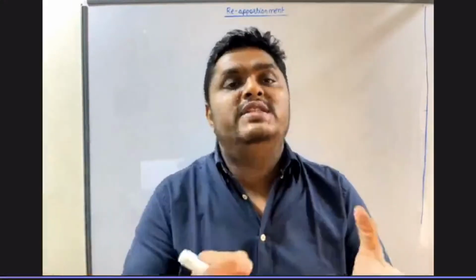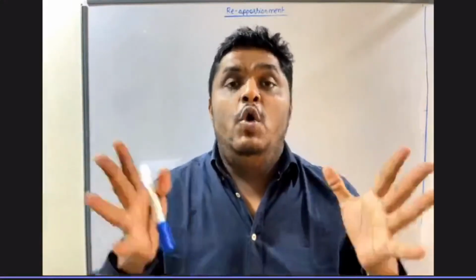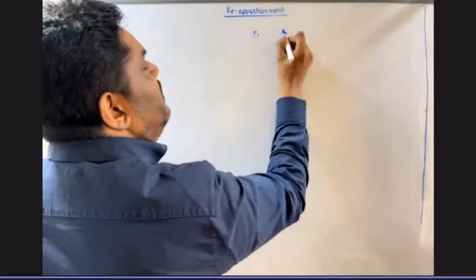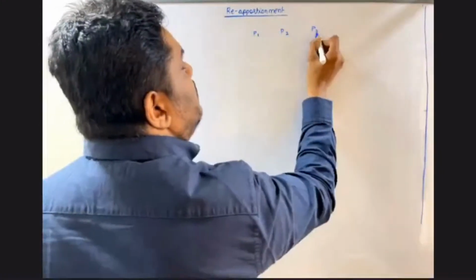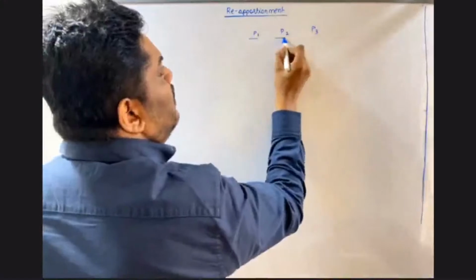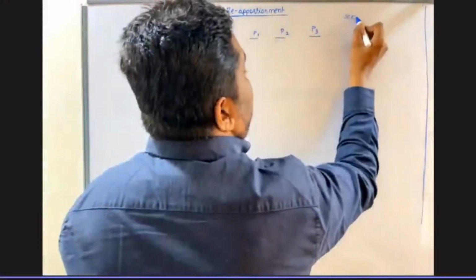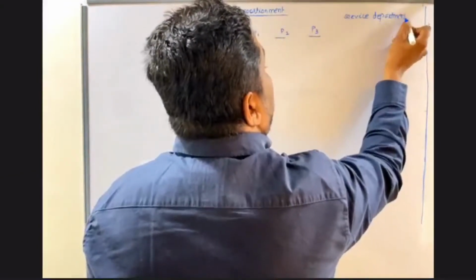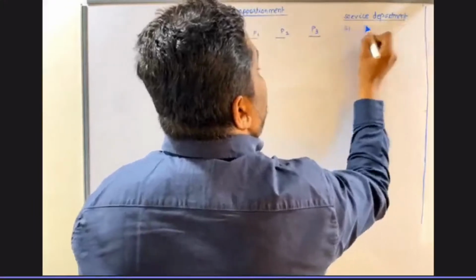Now, before starting with reapportionment, let's discuss why reapportionment. Why reapportion the overheads of the service department to the production department? What is the need of reapportionment? Let's say I have three production departments, P1, P2, P3, and I have two service departments, S1 and S2.